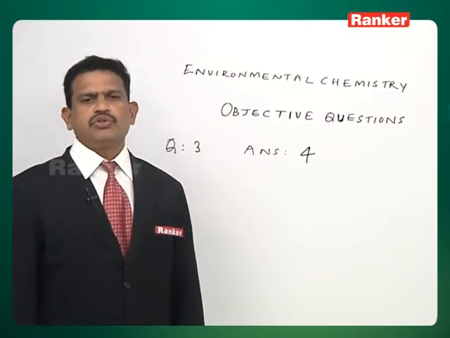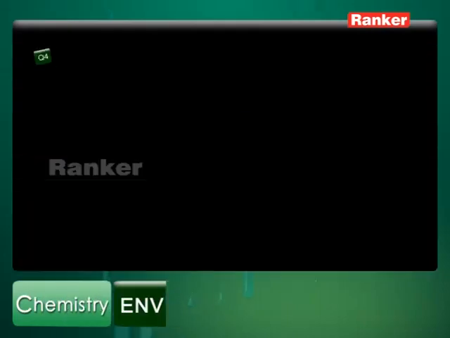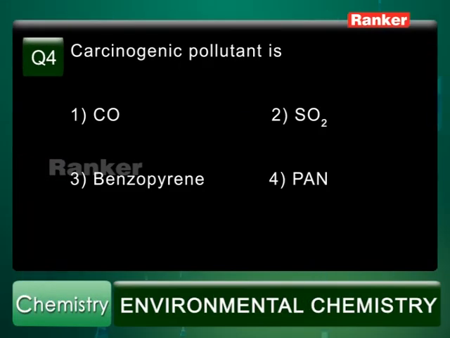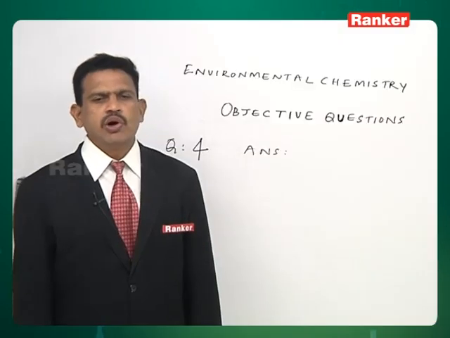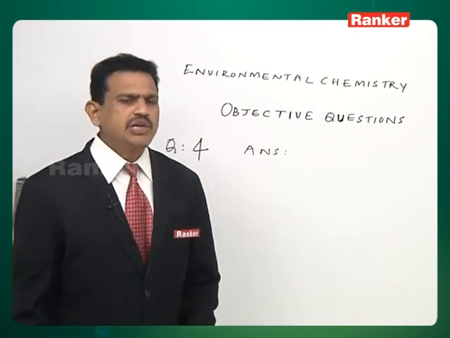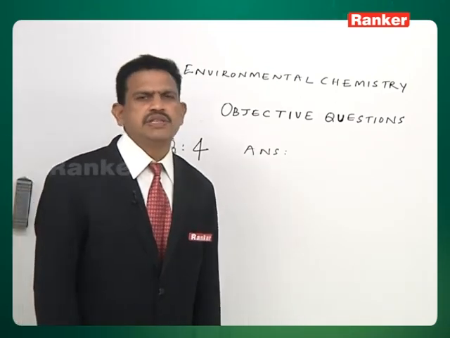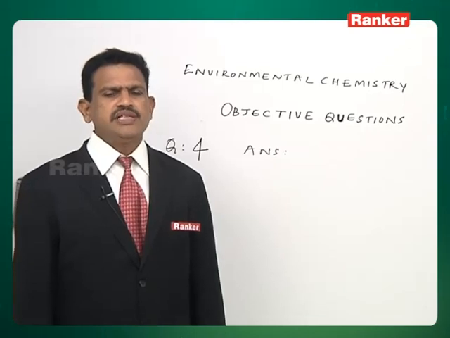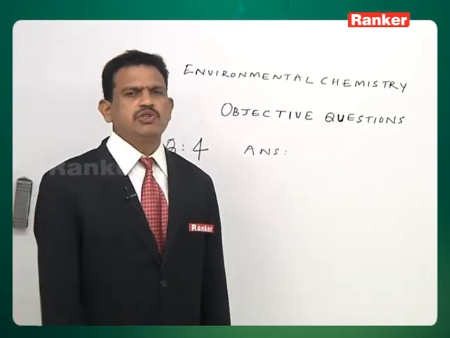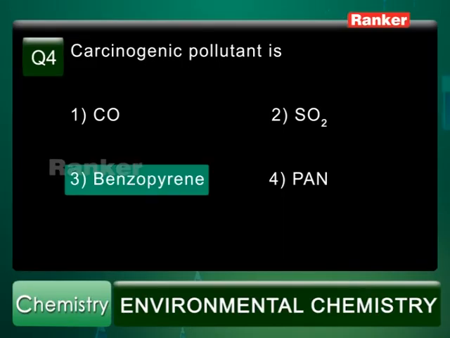Moving to question number 4. Carcinogenic pollutant is: option 1. Carbon monoxide, 2. Sulfur dioxide, 3. Benzopyrene, 4. Peroxyacetyl nitrate, that is called PAN. So among these, the cancer producing carcinogenic pollutant is benzopyrene. Exhaust fumes of automobiles release this benzopyrene, so we can go for option 3.